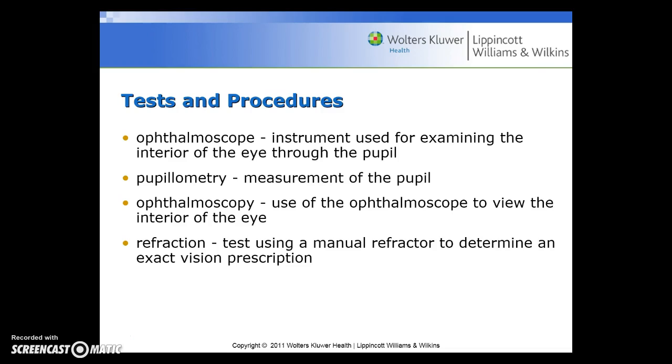An ophthalmoscope is an instrument used for examining the interior of the eye through the pupil. Pupillometry is a measurement of the pupil. Ophthalmoscopy is the use of the ophthalmoscope to view the interior of the eye, and these particular ones have to do with the eye. Refraction is the test using a manual refractor determining the exact vision prescription.